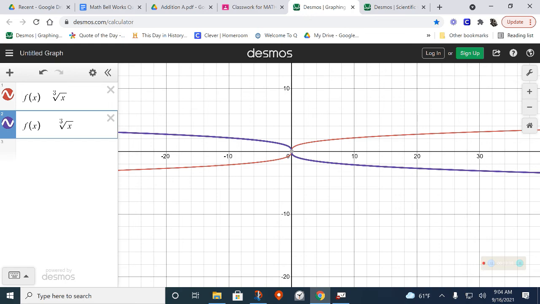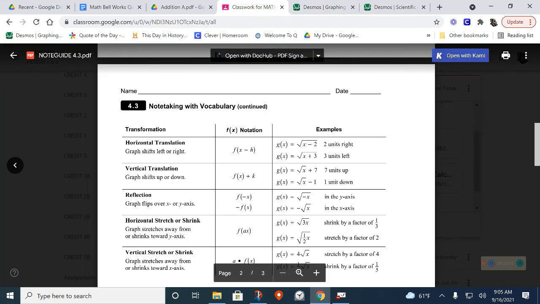Now, I've covered 3 of the 5 transformations. I've covered horizontal translations, vertical translations, and reflections. Tomorrow, actually Monday rather, because we're only going to have the quiz tomorrow, Monday I'm going to cover horizontal and vertical stretches or shrinks. But notice you have 5 of them. 1, 2, 3, 4, 5 types of transformations.